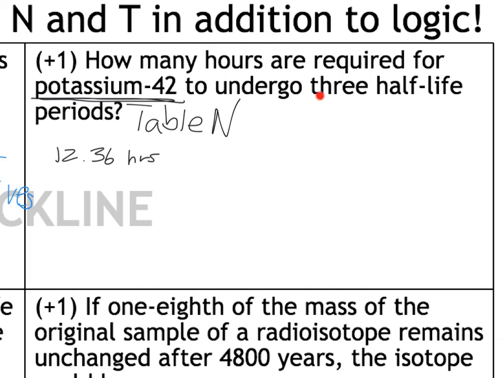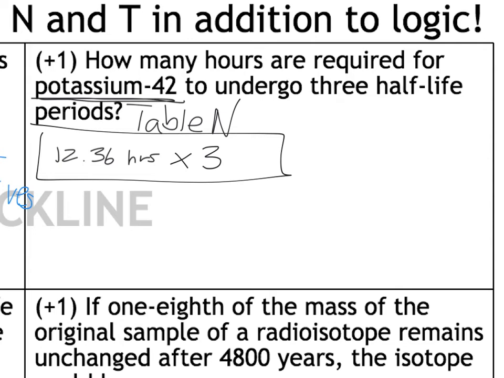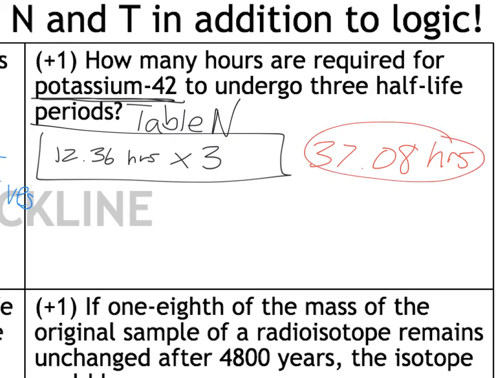And in this particular question, it says that 3 half-lives have passed, which means that it has not just been one 12.36 hour period, it's been 3 of those. So I'm going to multiply 12.36 hours times 3. Okay, so I got 37.08 hours. That's the amount of time it would take to go through 3 half-lives. And just scanning the question, how many hours? Yes, that's my final answer. That's how many hours it would take for potassium-42 to undergo 3 half-lives.